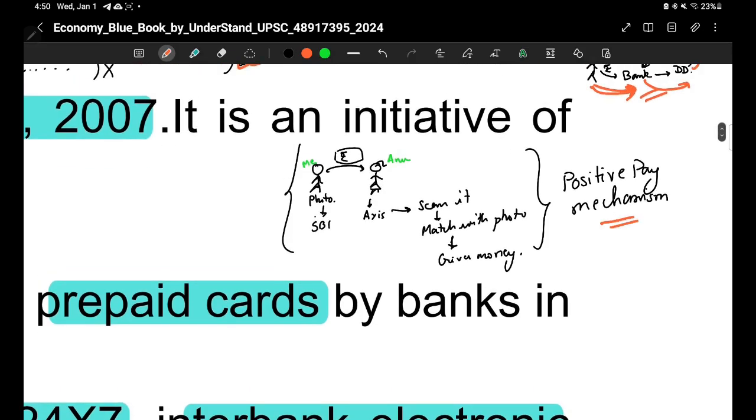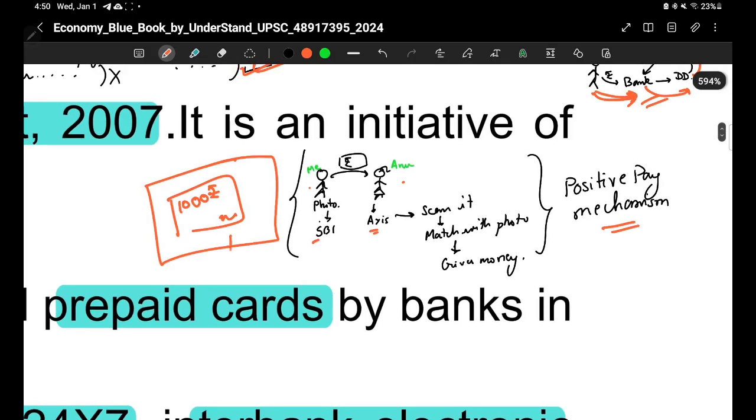They invented the positive pay mechanism. For example, this is me, this is you. I want to send money to you. I have an SBI account, you have an Axis Bank account. I will take a check, write the required money, let's say 1,000 rupees, sign it, take a photo of it and upload it in my SBI portal.